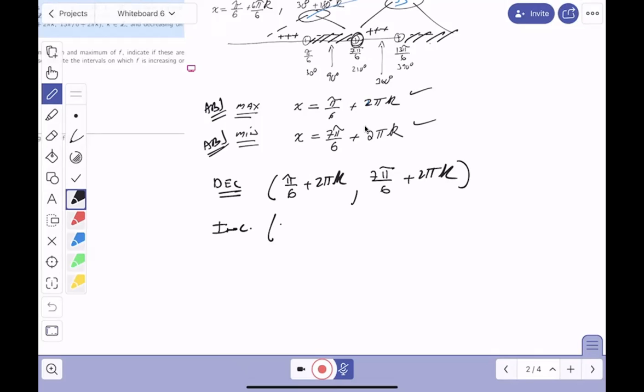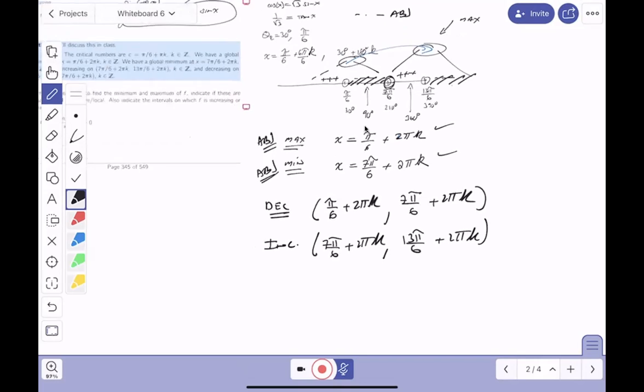Let's see, 7 pi over 6, 13 pi over 6, plus 2 pi k, plus 2 pi k. All right, let's look at our key and see how we did.